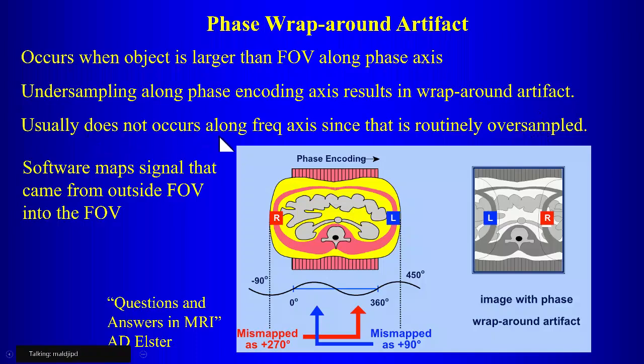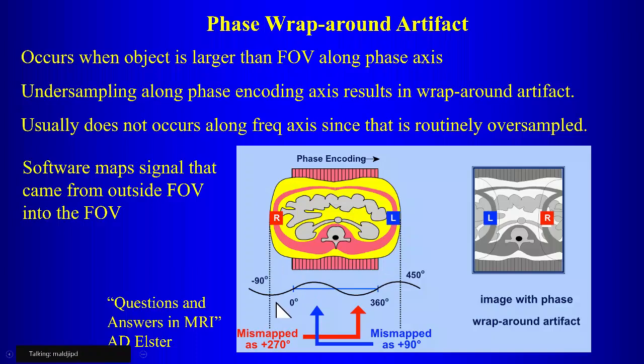This usually doesn't occur along the frequency encoding axis because that is routinely oversampled. There is no penalty for oversampling the frequency encoding axis in terms of time, right? But if I didn't change resolution or anything, and just increased the number of pixels to sample all of this anatomy that was originally outside my field of view, if I tried to do it by increasing the number of pixels here, I would pay the penalty of increased imaging time, right? So that's why there's usually a limit to what you're doing along the phase encoding axis.